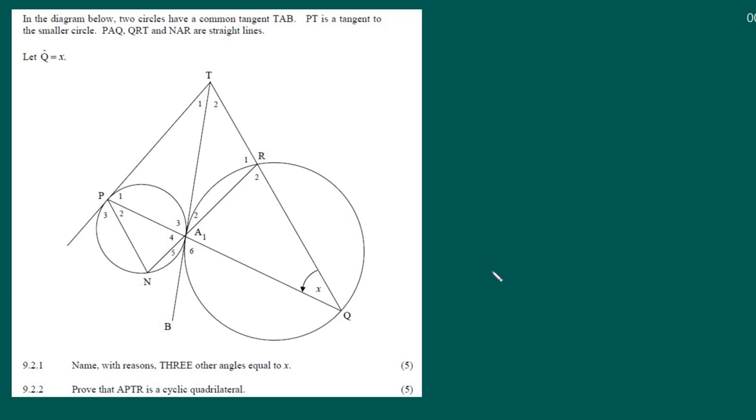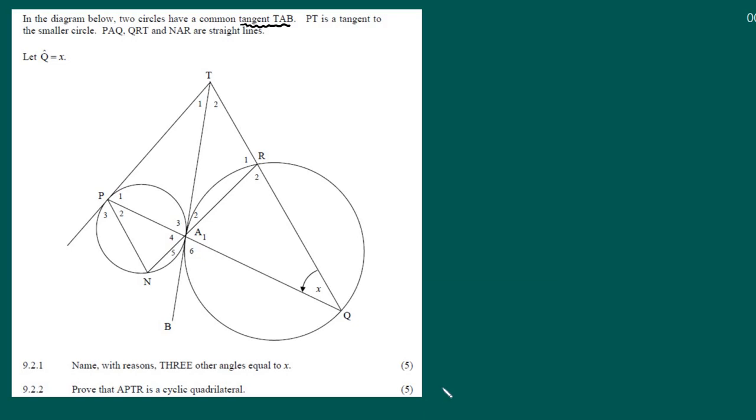Name with reasons 3 other angles equal to x. Anyone who can assist us? The one you see, but do read the instruction first. The instruction said 2 circles have a common tangent. So you have a what? You have a tangent TAB. So TAB is your tangent there.